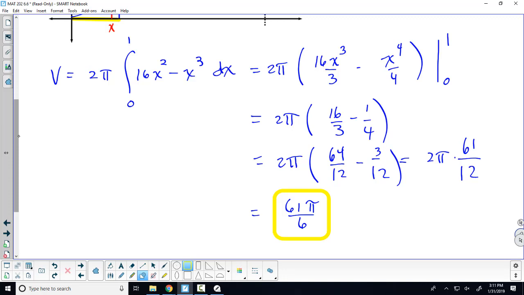Any questions on any of those steps? All right, we'll stop there. Have a good weekend.